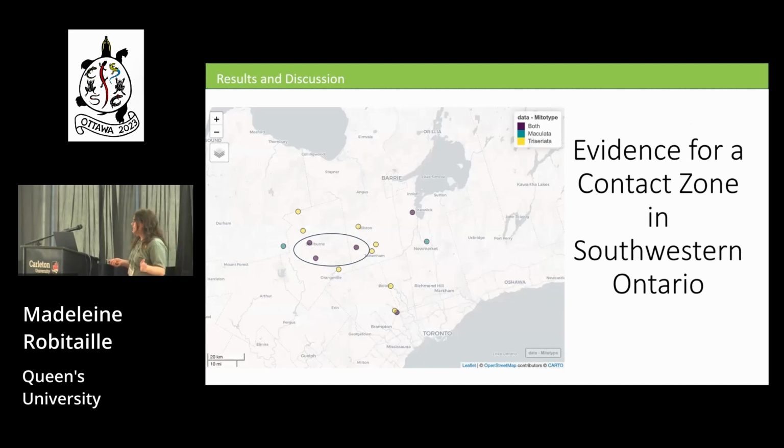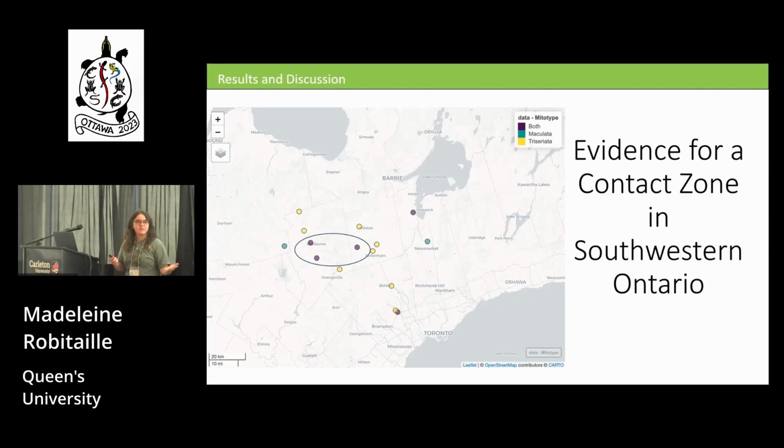So I'm very excited to be able to share some of my results now. Based on my work, we have found evidence for a contact zone in southwestern Ontario with the yellow showing Pseudacris triseriata, the blue showing Pseudacris maculata, and the purple shows areas where both lineages are present in the same pond. It's very exciting because we have found some mixed populations. These are just preliminary results, so I'm hoping that with further analyses, I'll be able to further refine the contact zone, but it's very promising that we have some areas where the populations are co-occurring.